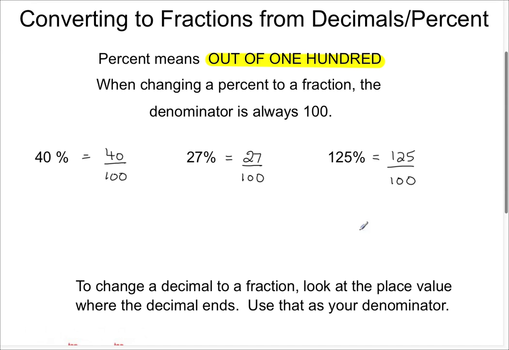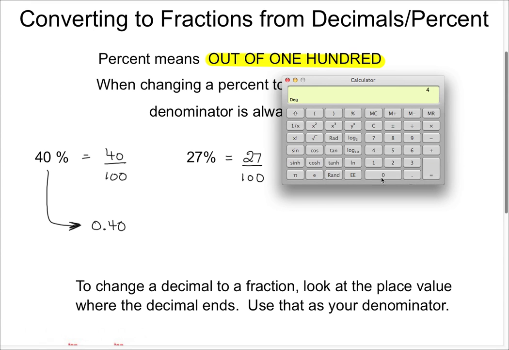This also gives us a little bit of an insight into how to change a percent into a decimal. If we look at the fraction form, we're just always going to divide by 100. So if I want to change 40% into a decimal, it's going to be 0.40. And you can check that with the calculator. It's 40 divided by 100, just like that, 0.4. And there could be another 0 on the end. You don't have to have it there.